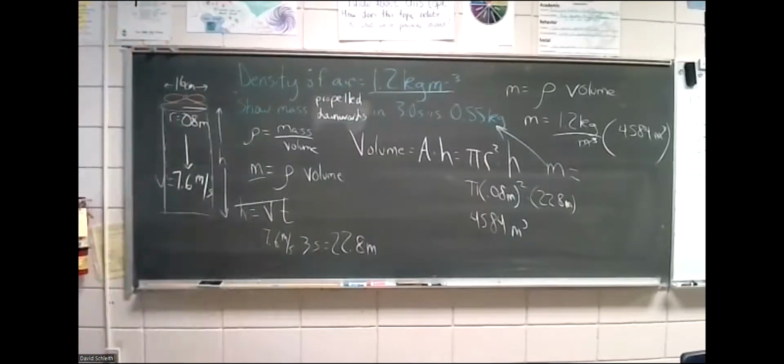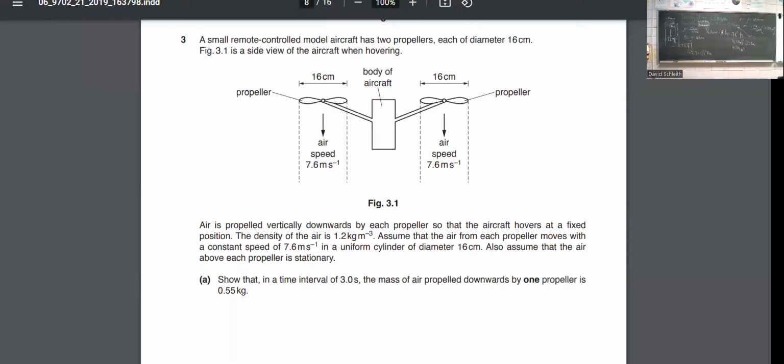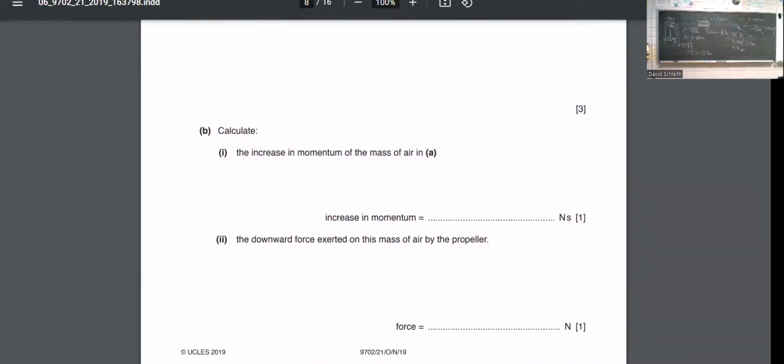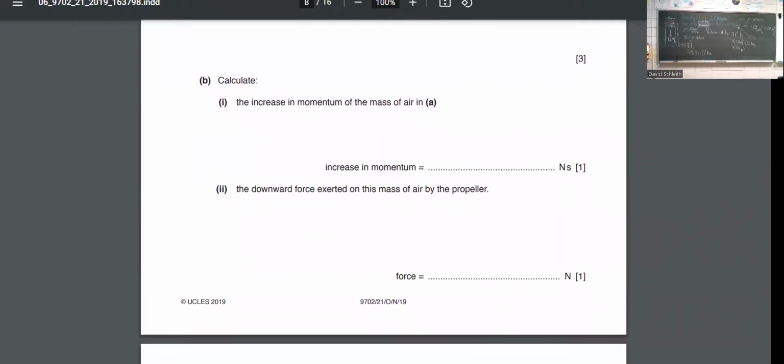Now this is paper 2, and so we know in paper 2 that that's part A. There's going to be parts B, C, D, E, F, G. So what else do we want to do with this? Calculate the increase in momentum of the mass of air in A, and the downward force exerted on this mass of air by the propeller. And if you want to know the answers to those, you're going to have to tune in next time.